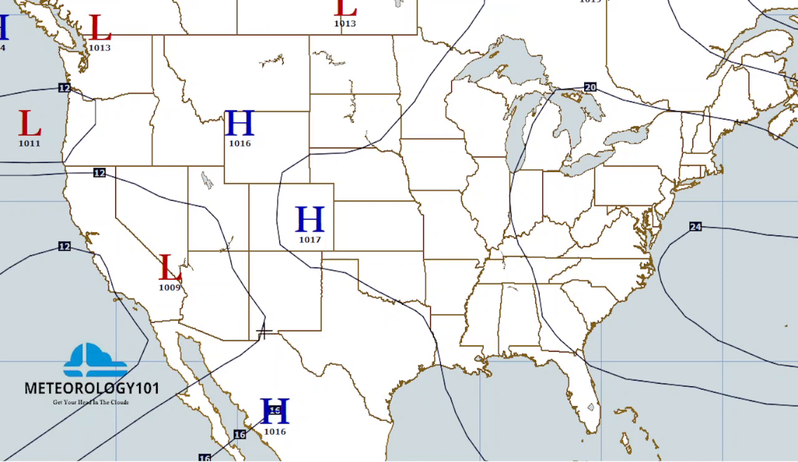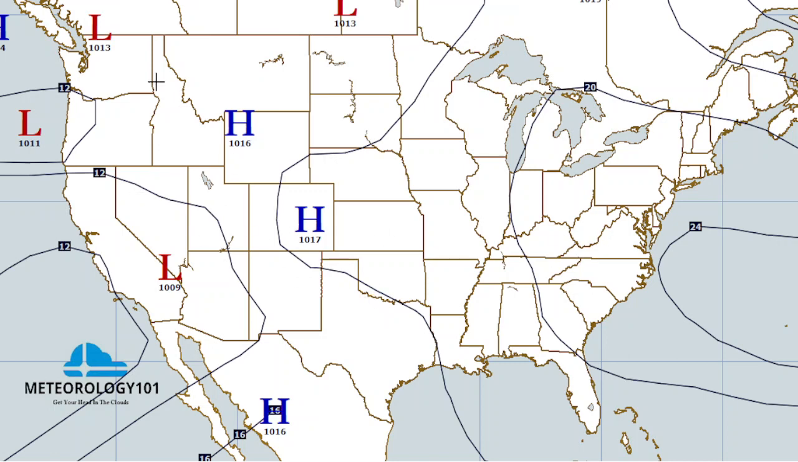So we do have troughing in the southwest, the Four Corners area, ridging over Colorado, like we mentioned, pushing into the Four Corners, and then troughing over Utah.